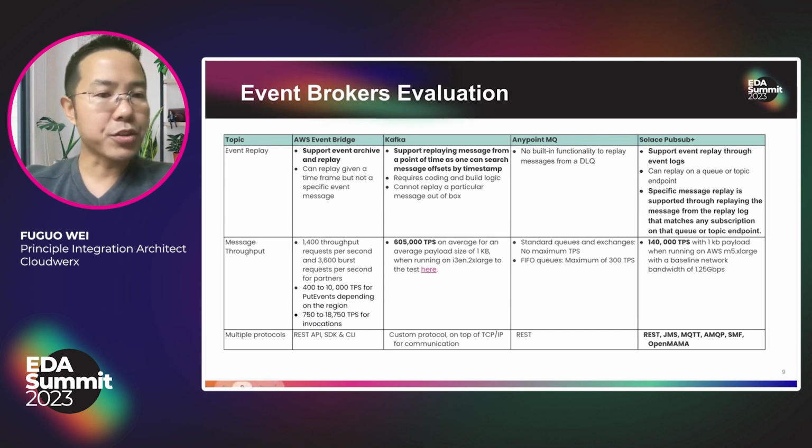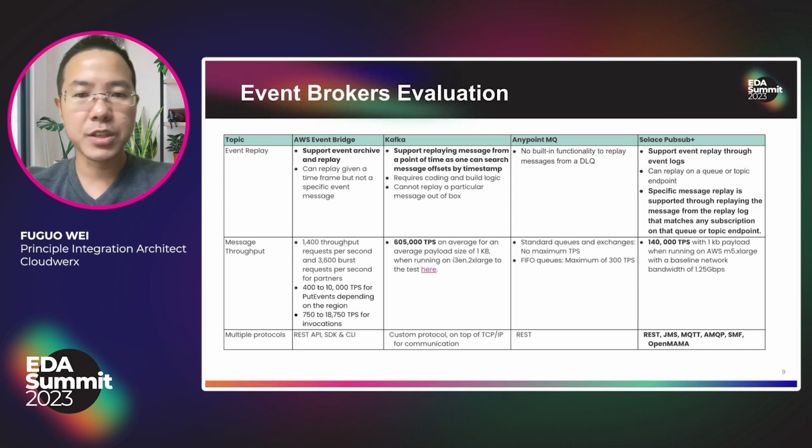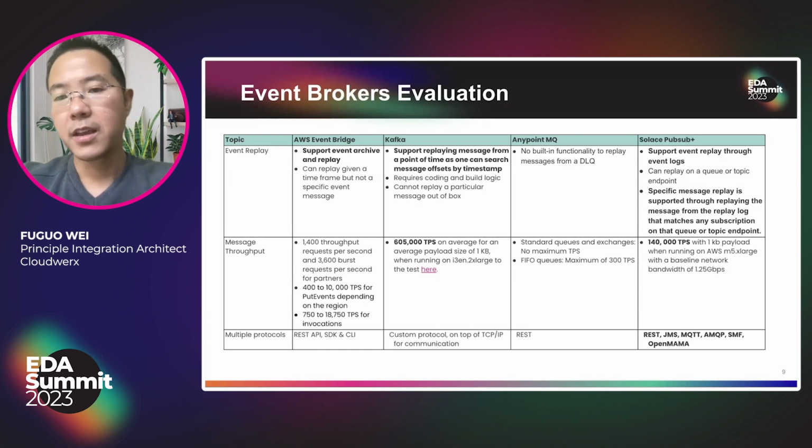And next one is message throughput. Among these four brokers, Kafka stands out because yes, it's really high performing for an average 1 kilobyte payload, and the throughput that Kafka was able to deal with was 605,000 transactions per second, according to the report. Here I've got that link there, and of course, there's a detailed hardware sort of set up for that test. And for Solace, it was about 140,000 transactions per second.